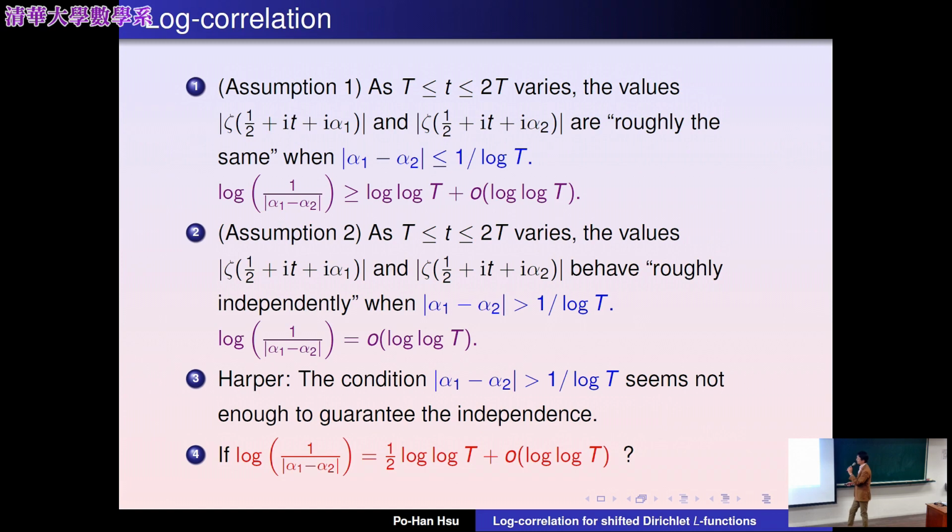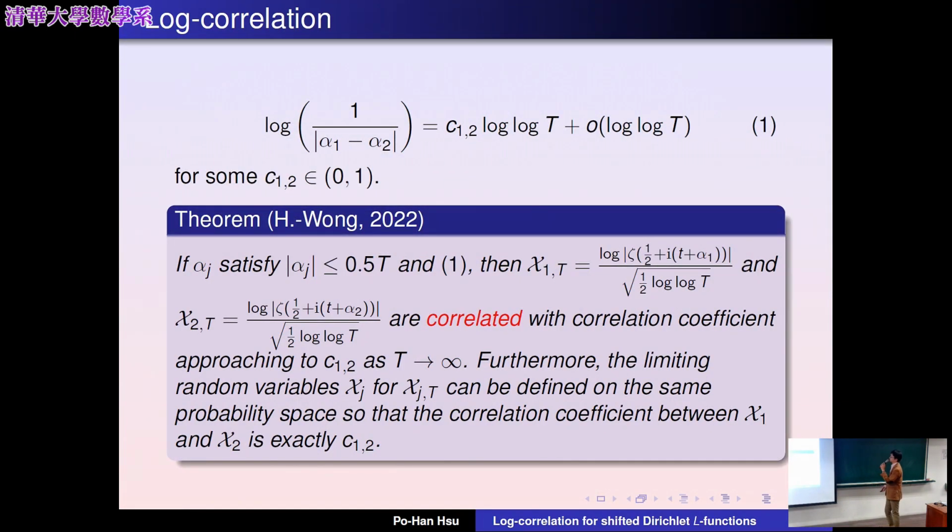And we believe it is this one that makes the correlation. Okay, it is this one that makes this blue condition not sufficient, not enough, and this is our guess. And this is our theorem.